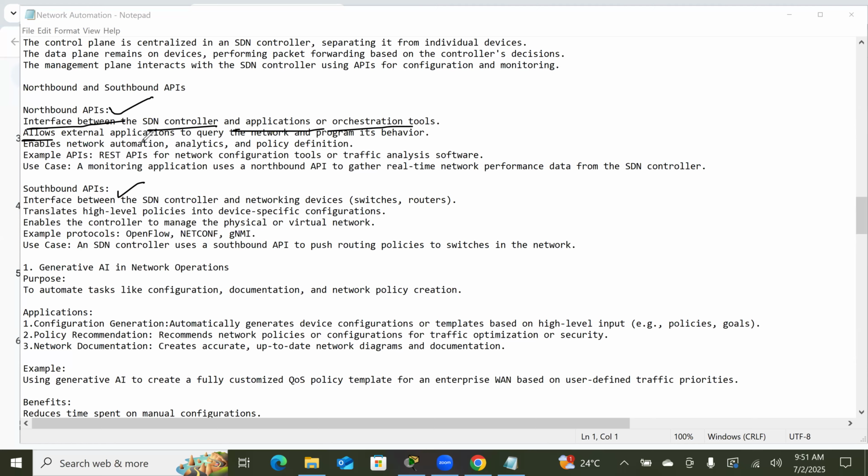Here it allows external applications to query the network and program its behavior. That means it enables network automation, analytics, and policy definition. What kind of APIs do we use here? That is a REST API. For network configuration tools or traffic analysis software, we use a REST API. We have a separate explanation for that one. You can read it later if you want.